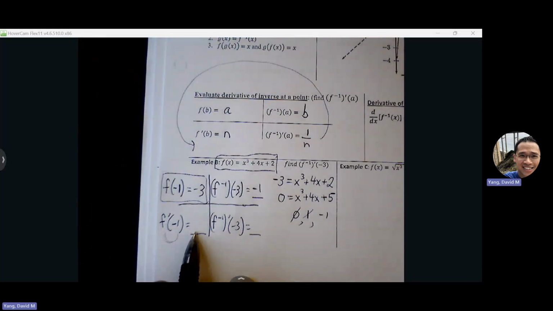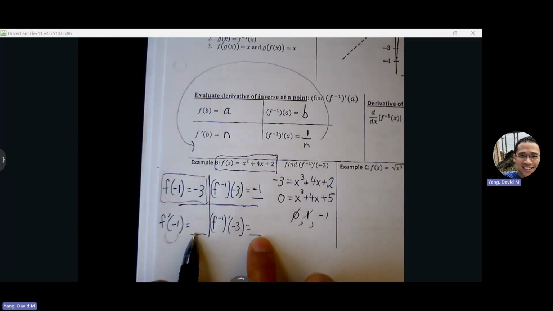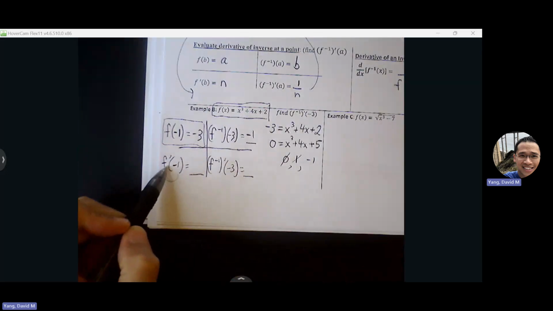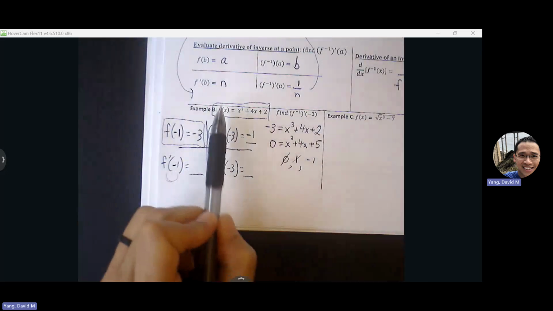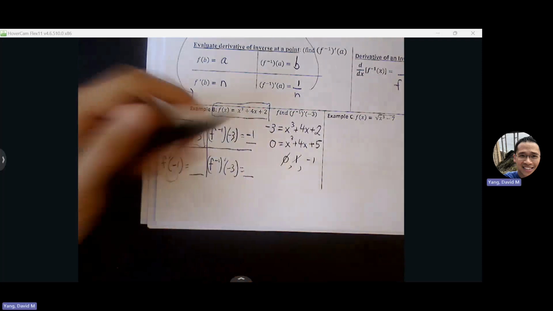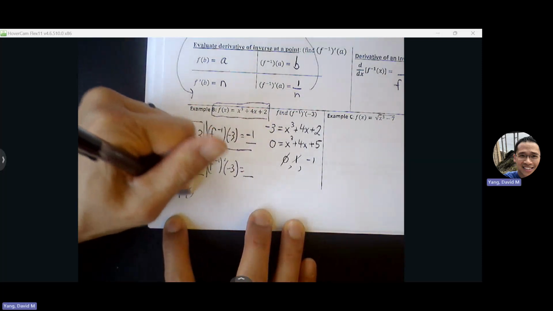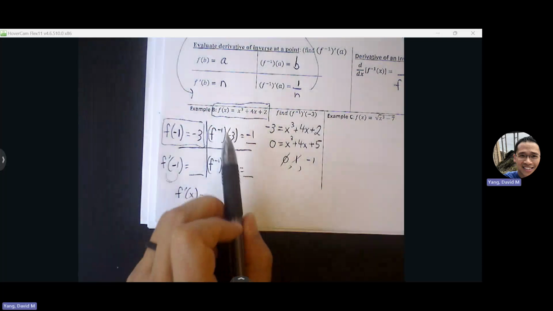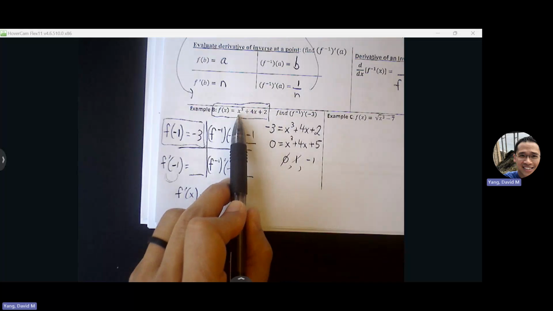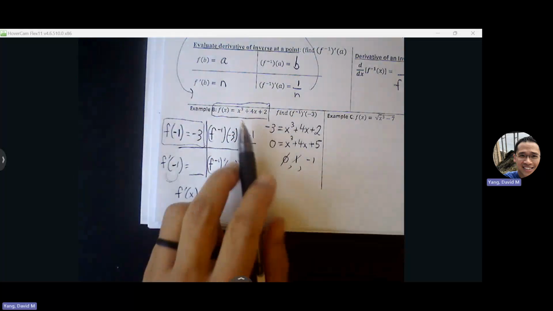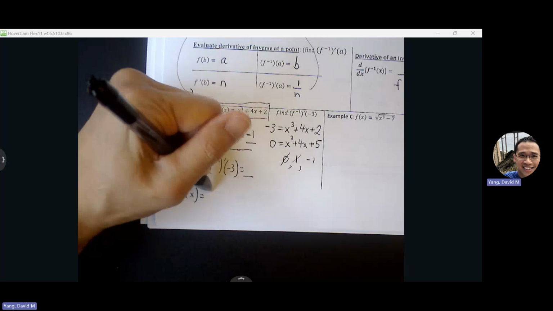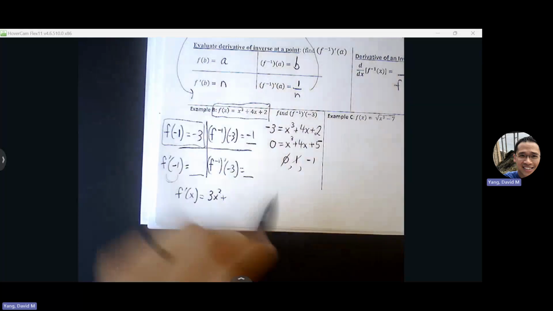Then whatever slope I get, I can do a quick adjustment to get the slope that I really want. So before I can find f prime of -1, I first need to find what? Yeah, f prime of x. So we'll do f prime of x. This should be an easy power rule here. What's the derivative? Okay, 3x squared plus 4.